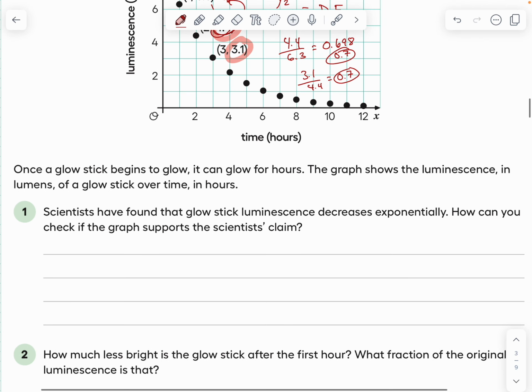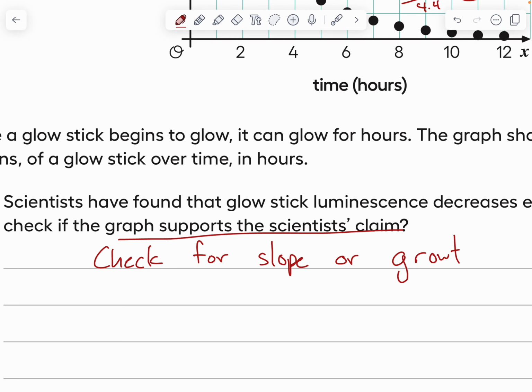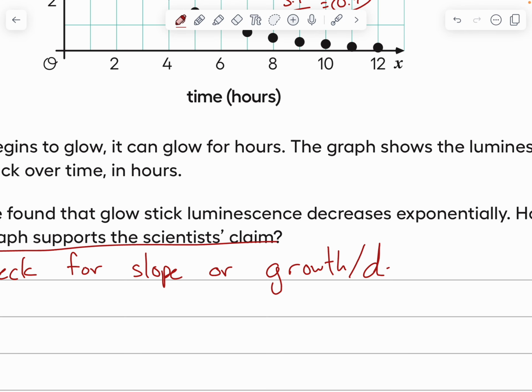Okay. So how can you check if the graph supports the scientist's claim? Check for slope or growth/decay factor.